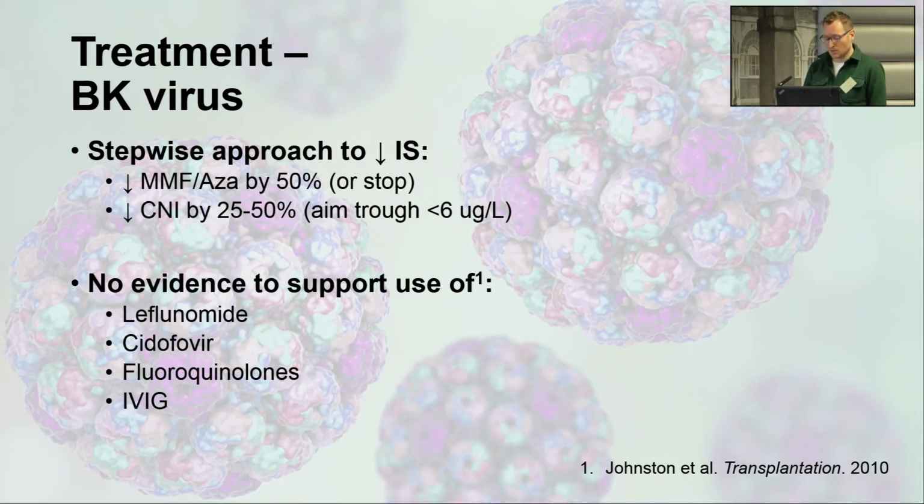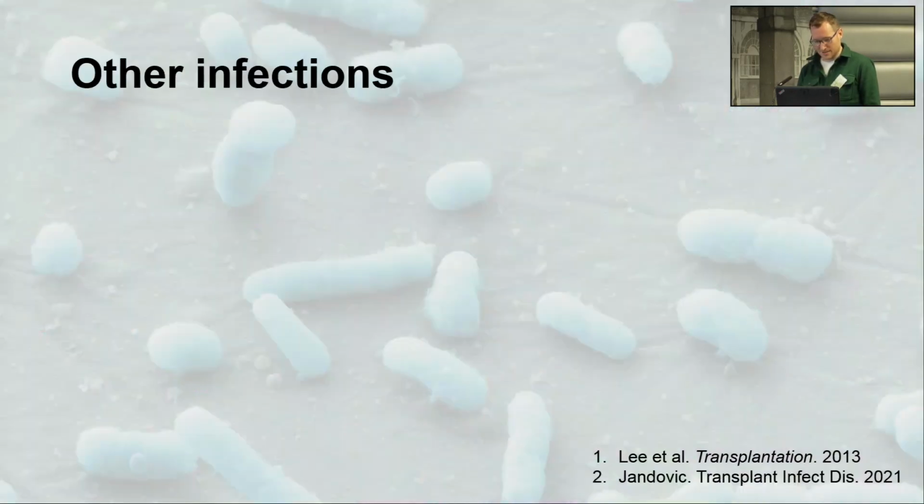And lots of studies have looked at other alternative therapies for the management of BK virus. So leflunomide, which is a DMARD medication that can be used for rheumatoid arthritis, cidofovir, obviously an antiviral, and then fluoroquinolones like ciprofloxacin and IVIG as well. But there's currently no evidence to support the use of any of those medications, unfortunately.